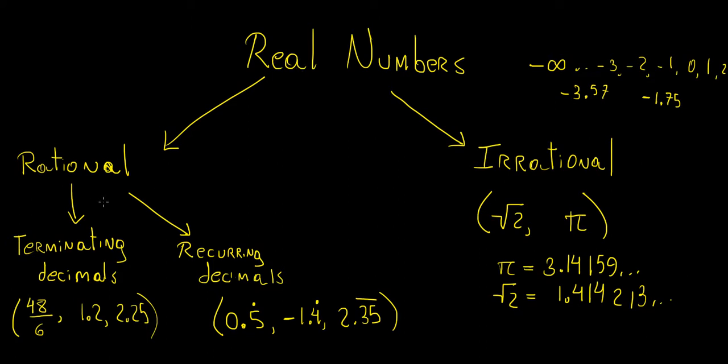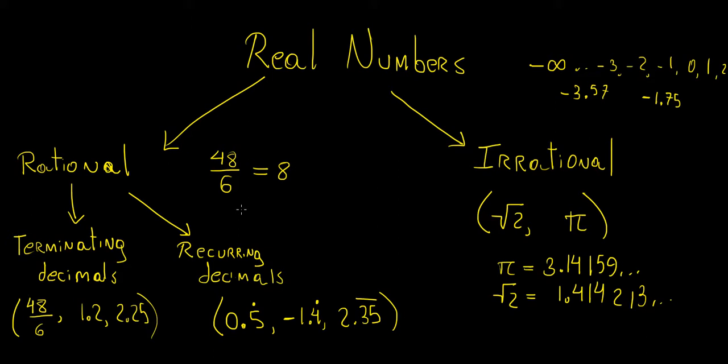So the first one is called the rationals, and by rational we essentially mean just any number that can be expressed as a fraction. So something like 48 on 6. Now we know that 48 divided by 6 is actually going to be 8. So essentially what we have here is rational numbers that can also be considered as whole numbers. So a whole number can be a rational if we express it as an improper fraction like this one.